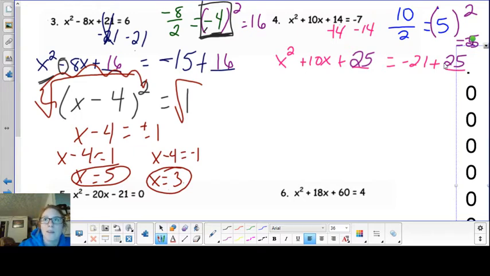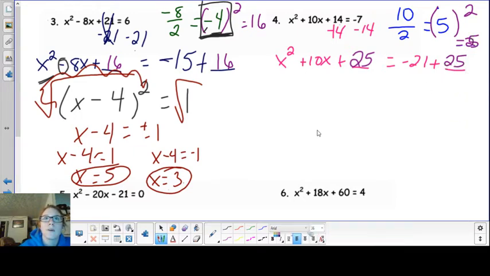Again, with the typing of the zeros, sorry guys, I have no idea what it's doing. It was acting up today at school too, and I don't have an idea why. We're going to keep going.